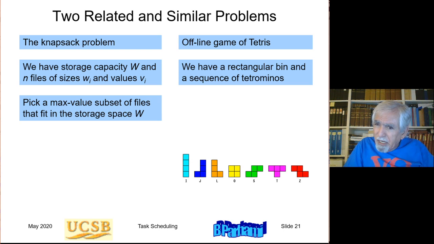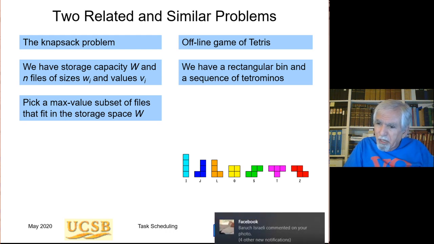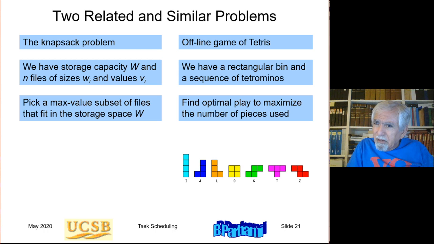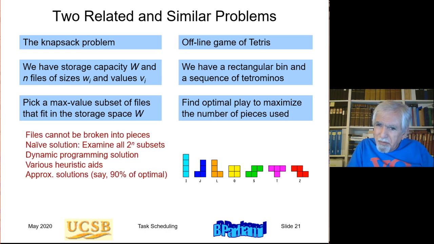Okay, so if you have a file that is small and of high value, you definitely want to put that in. If you have a large file that also has a large value, then it's not certain whether you want to put it in. So it's a very difficult decision. It's a difficult problem to solve. It's NP hard. In the case of offline Tetris, you try to find the optimal play to maximize the number of pieces used. In the case of the knapsack problem, files cannot be broken into pieces.